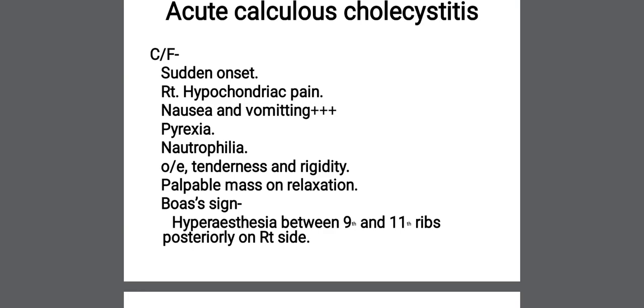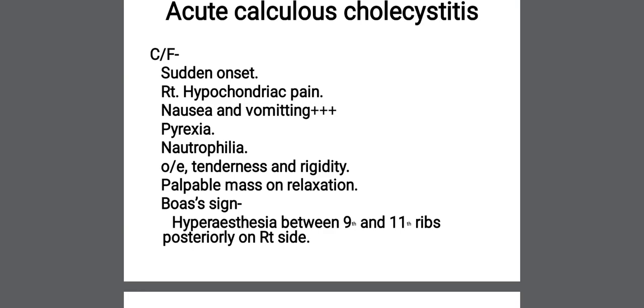And when the patient is relaxed, a mass consisting of inflamed gallbladder with adherent greater omentum attached may be felt. If the patient is relaxed, then you can feel a mass in the right hypochondriac region that will consist of the inflamed gallbladder and the greater omentum.